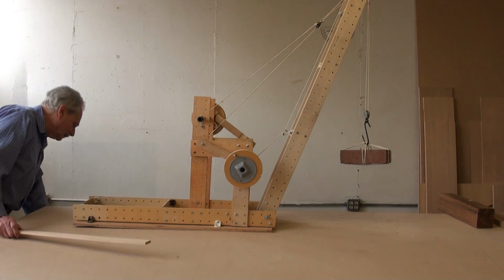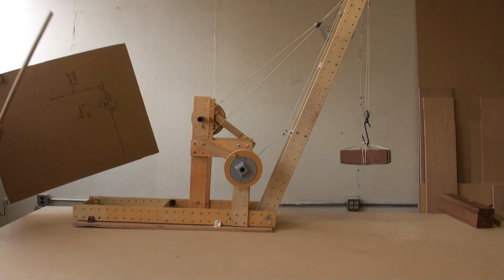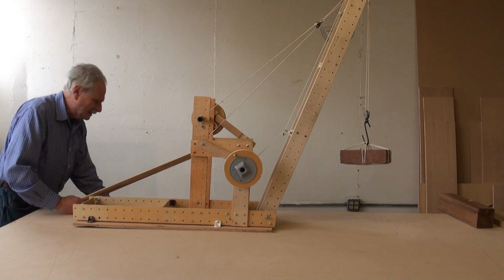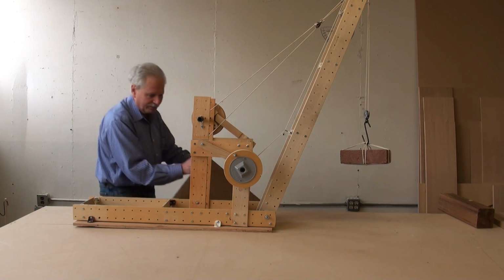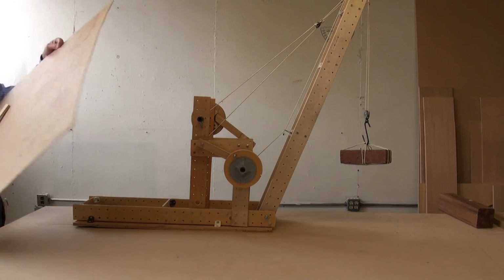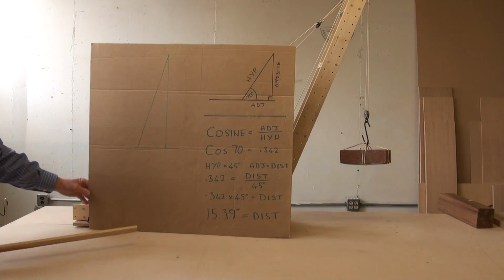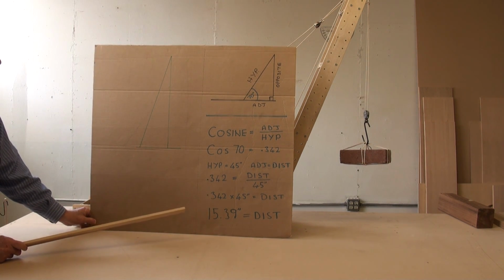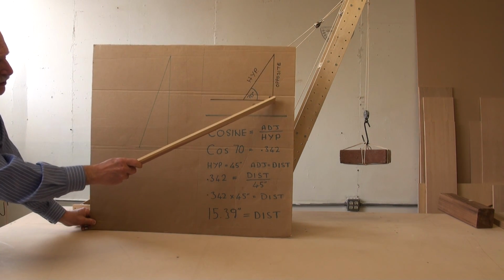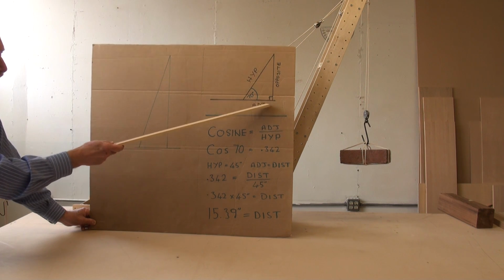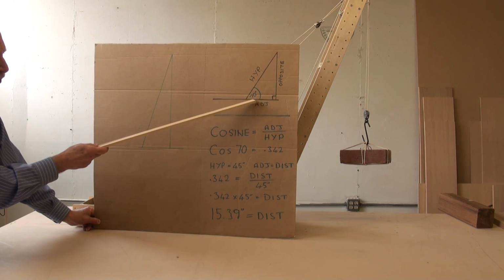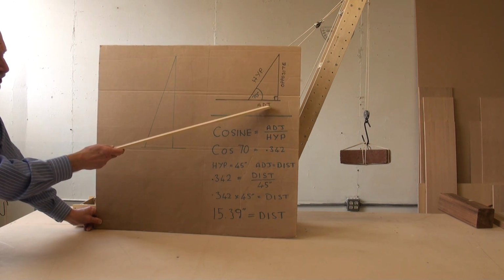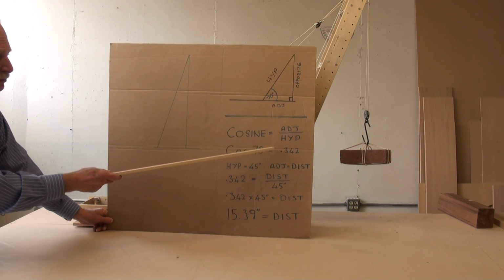we've got a right triangle. So here's the boom, that's 45 inches long. Here's the line of force going straight down, which makes a right angle. And the distance from the pivot point to the line of force, that's the distance we're looking for.